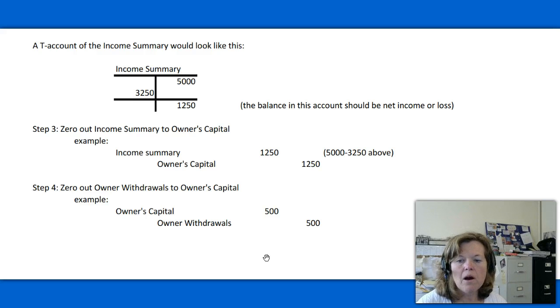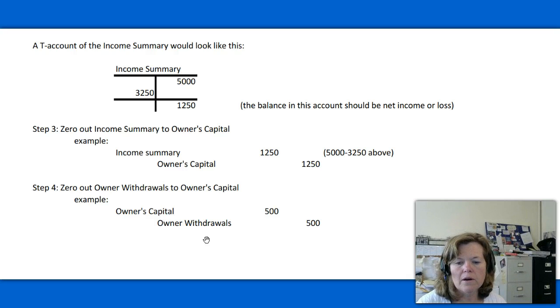At that point in time, all of our temporary accounts should be zero, and we have closed out all those temporary accounts to owner's capital. You'll see that another double check that you'll be able to do, I'm not going to cover it in detail, but that your ending balance in your owner's capital account should give you the activity that you see on your statement of owner's equity. Really represents the same thing.